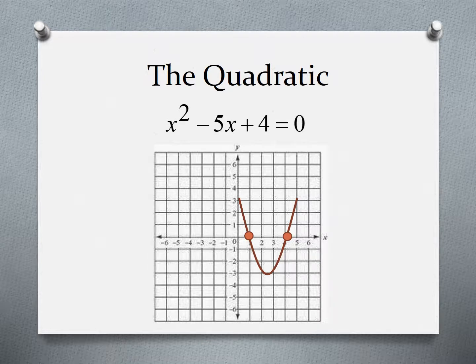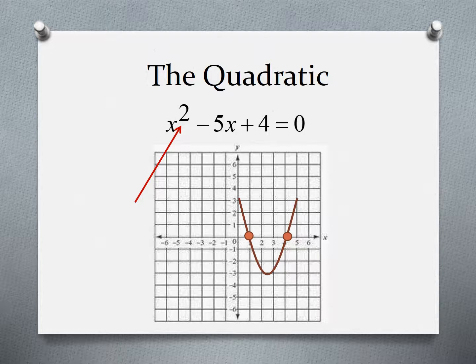Let's take a look at a quadratic and talk about some of the features of a quadratic equation. Notice how every quadratic equation is a quadratic equation because the highest power of the variable is 2. So notice we have x squared minus 5x plus 4 is equal to 0. The highest power of our variable in this equation is 2. Therefore, we have a quadratic equation, and every quadratic equation has a shape like what you see here on your screen when we graph it.